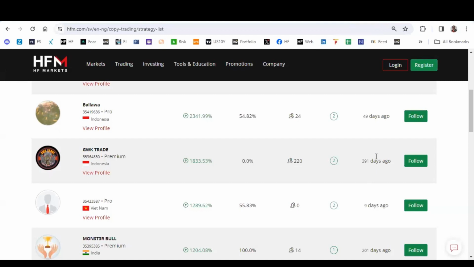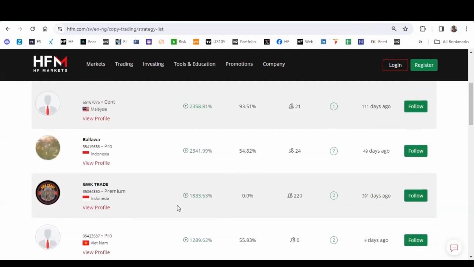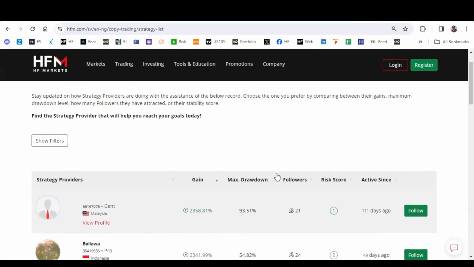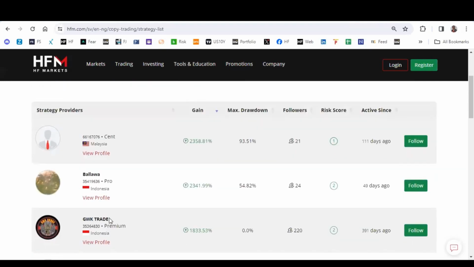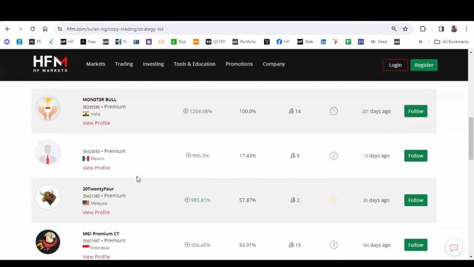And then you have the follow button, although you have to be logged in to follow the person. Now, this is just on the surface. You can even take a step further to view their profile and see more information about each strategy provider.